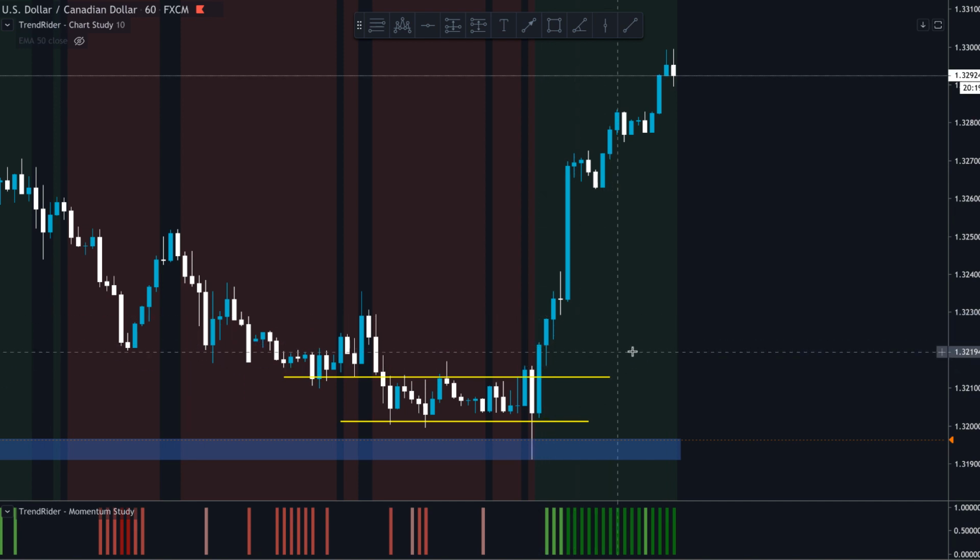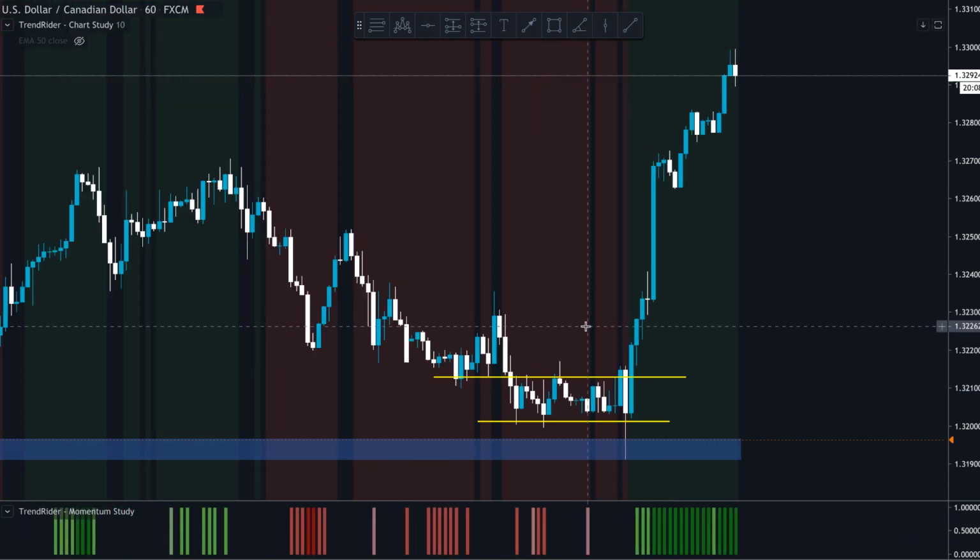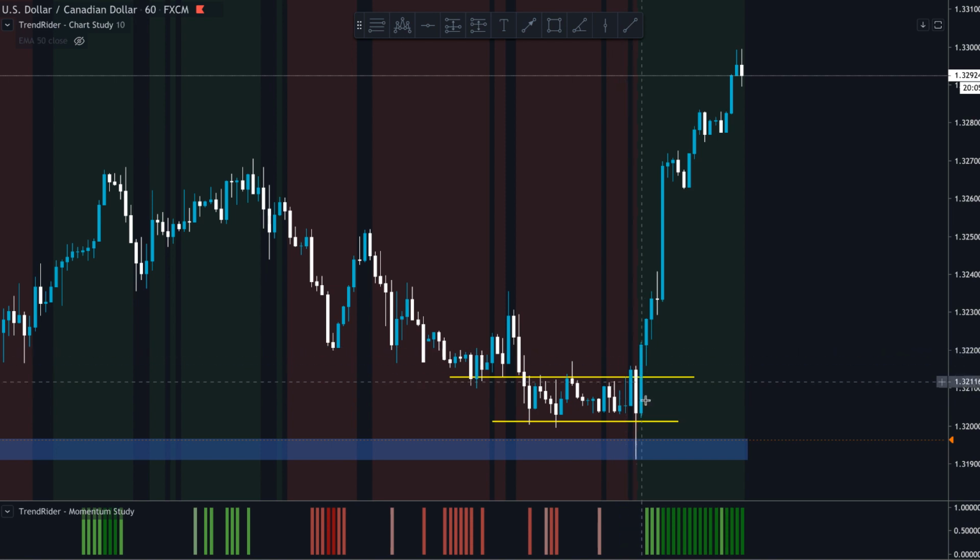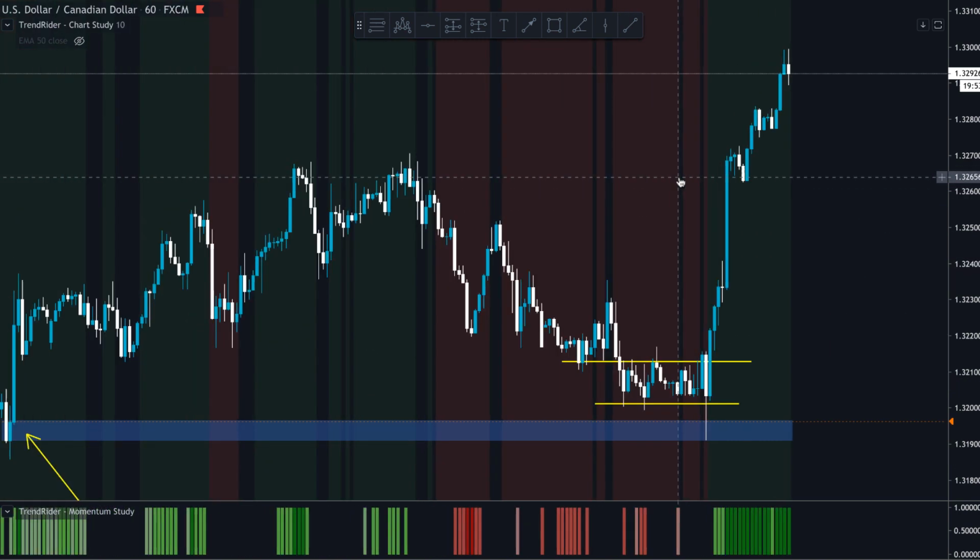First, just the background color turns green. The momentum study isn't green yet, so you wouldn't have gotten in. But afterwards, here you can see now on the next candle close, the momentum study and the background color are all giving you the go. You have great confluence, you have the spring pattern, you have the demand area, you have a very nice breakout, and you have the momentum study showing you that this is actually a bullish market. And then afterwards you can see how explosive the move was to the upside.